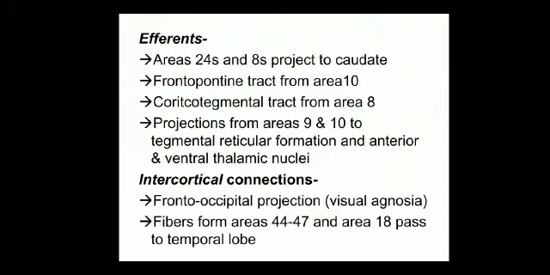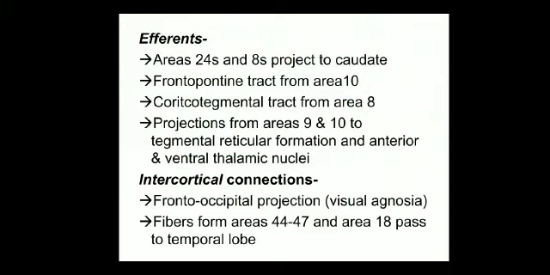So next we have the corticotegmental tract. This is from area 8, projecting to the tegmentum of the midbrain. So these are all the efferents from the prefrontal lobe. Then fibers from areas 9 and 10 pass to the ventral and medial thalamic nuclei and to the tegmental reticular formation. So these are the efferents from the prefrontal lobe.